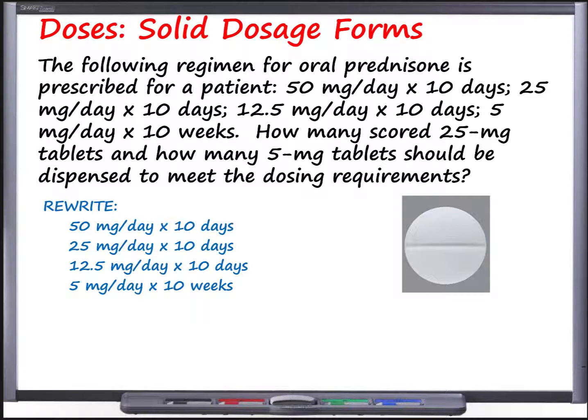Again, the units are very important. Obviously, in all of these questions, some of the dosing is by days, but the 5 milligrams a day is for 10 weeks. So we're definitely going to want to take that into consideration when we perform our calculations.